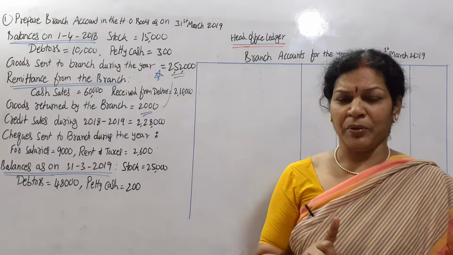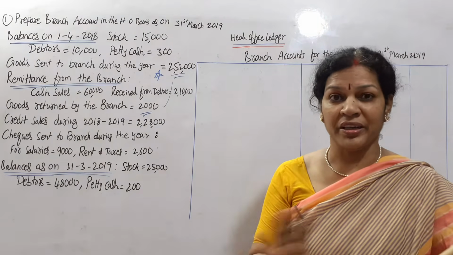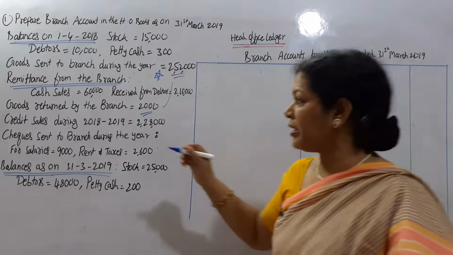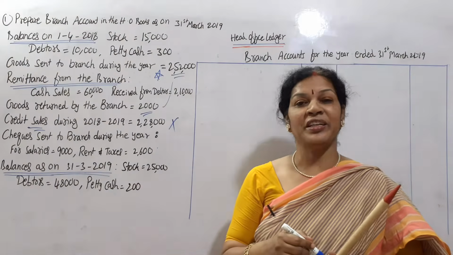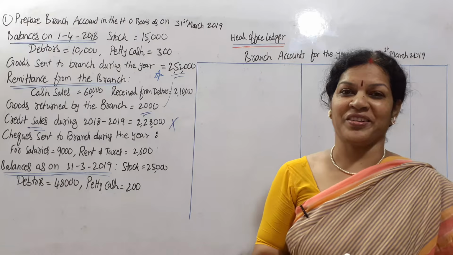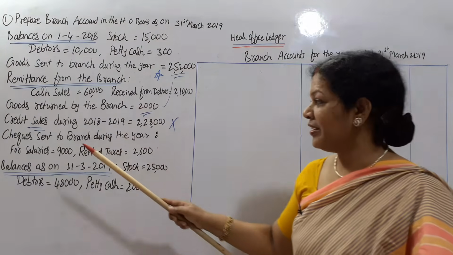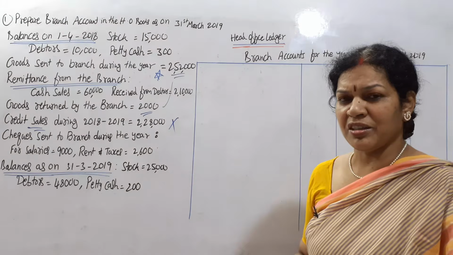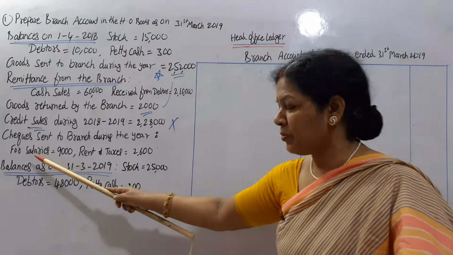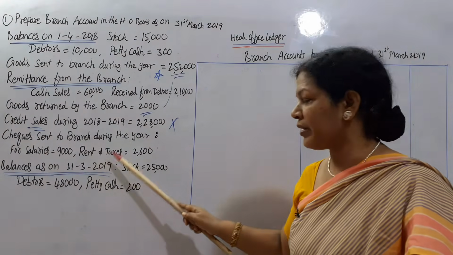Next, credit sales during the year 2018-19, 2,28,000. I told you in the pro forma we'll write only the cash sales, not credit sales. So credit sales, ignore it. We don't take it into the branch account. Next, checks sent to branch during the year. Why did they send the checks to the branch? For salaries, rent and taxes.